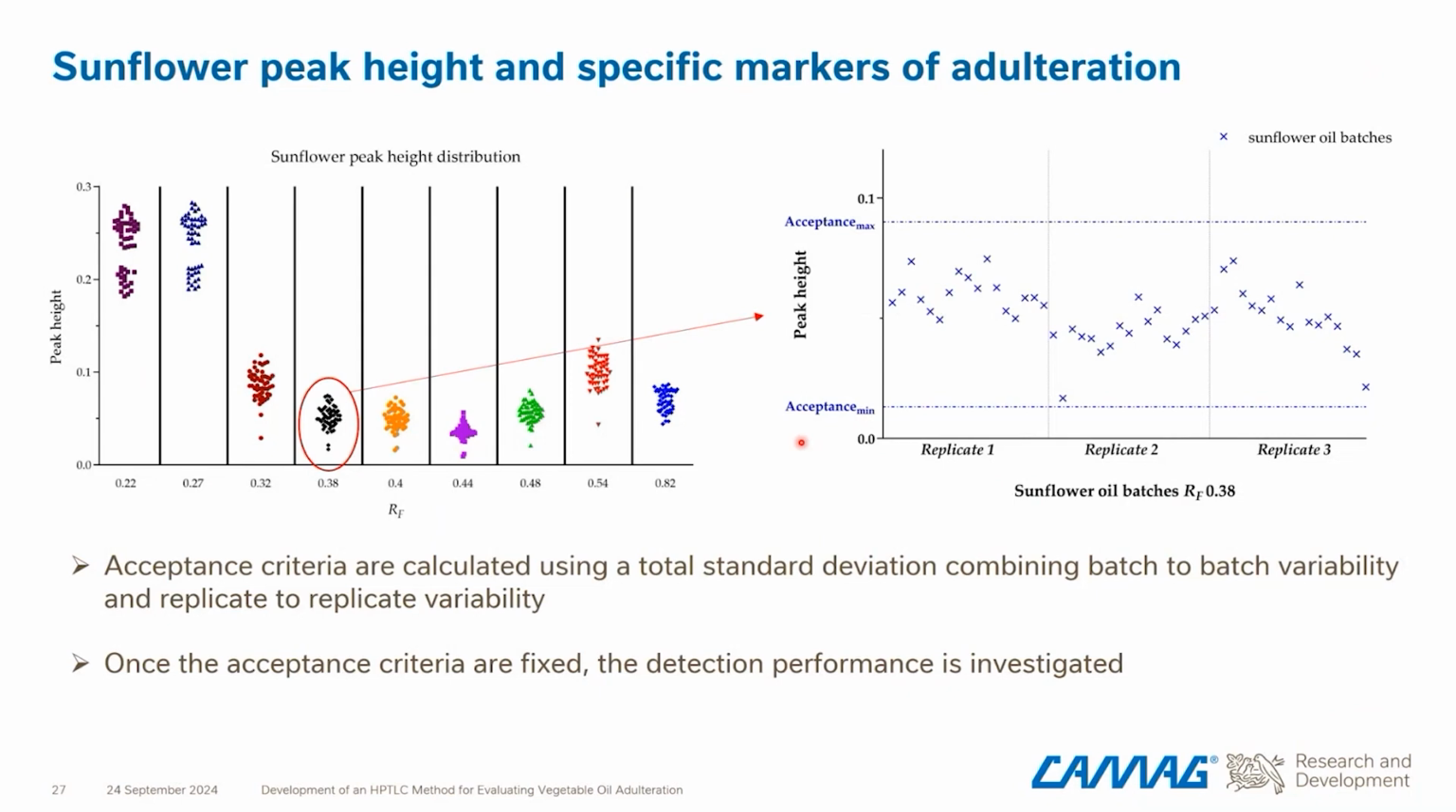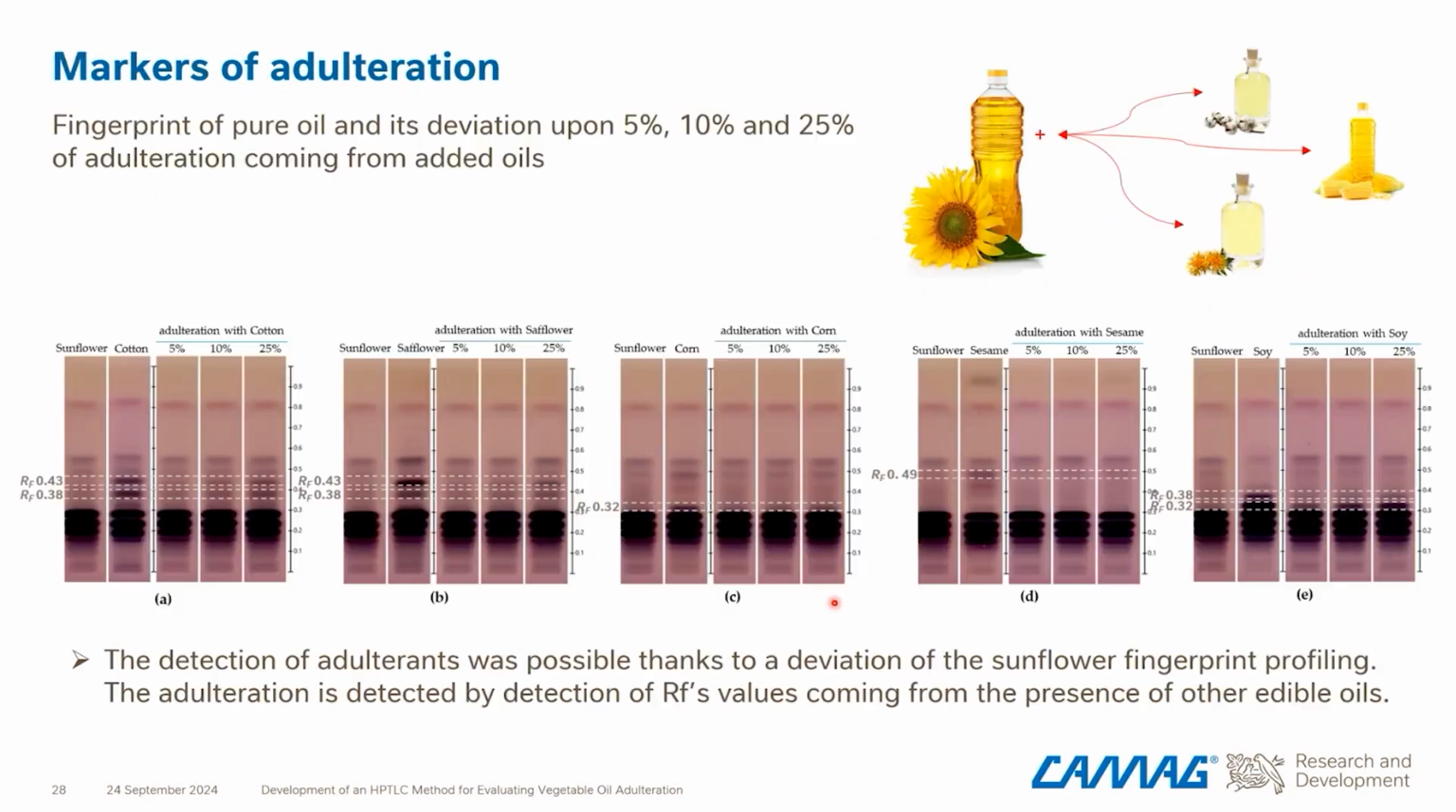With that, we were able to calculate a total standard deviation, combining batch to batch variability and replicate to replicate variability. So with this we can fix an acceptance criteria for a maximum and a minimum one. In our case, we only use a maximum acceptance criteria. When these acceptance criteria are fixed for all the specific retarded fronts where we can detect the specific marker, we can do the detection performance of the method.